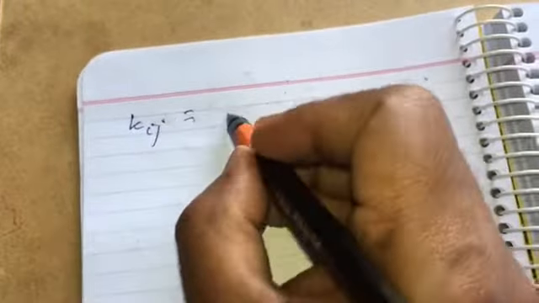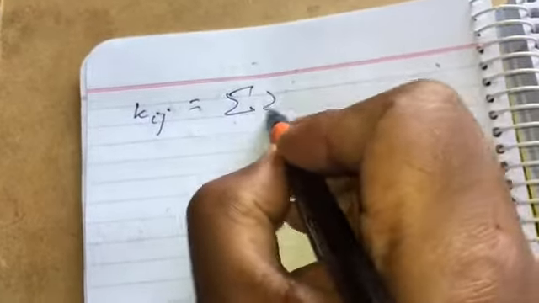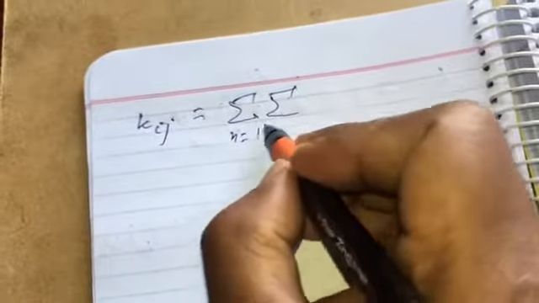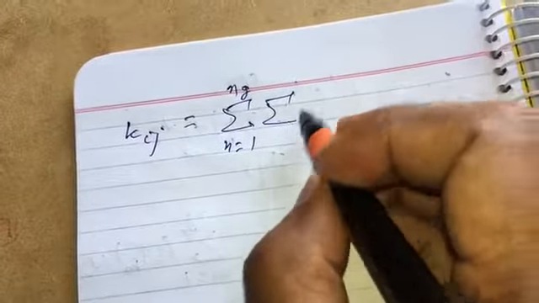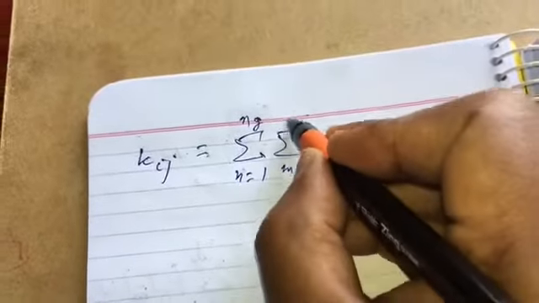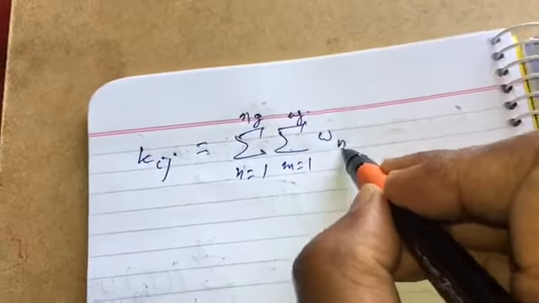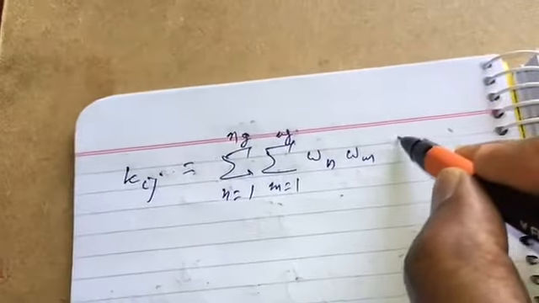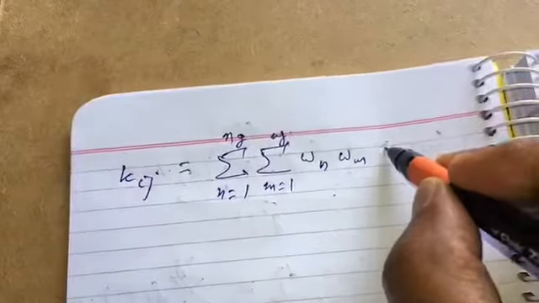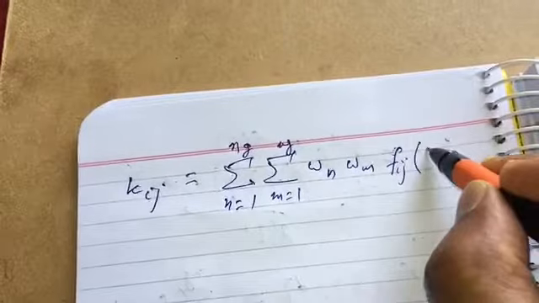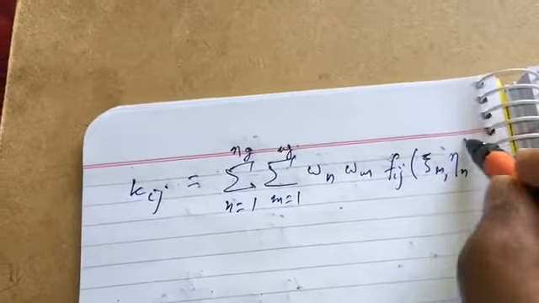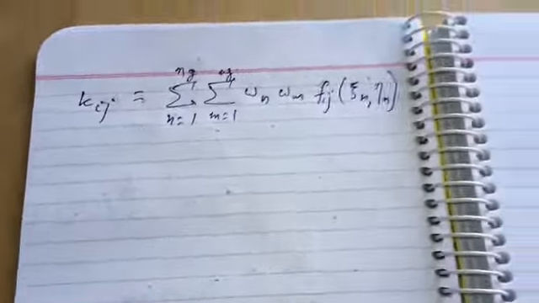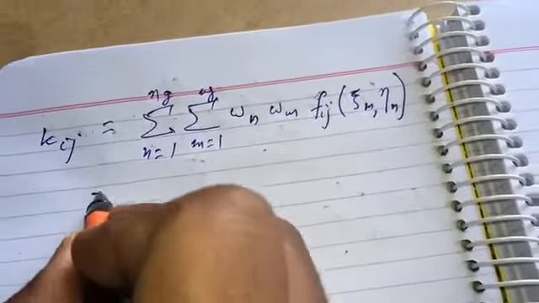I am writing it again here. So, k_ij becomes equal to summation n equal to 1 over n_g, and then m equal to 1 over n_g, w_n, w_m, and here is f_ij, and then xi_m and eta_n.